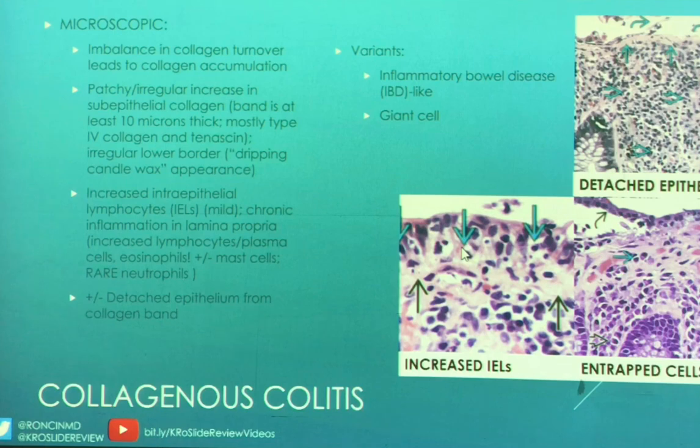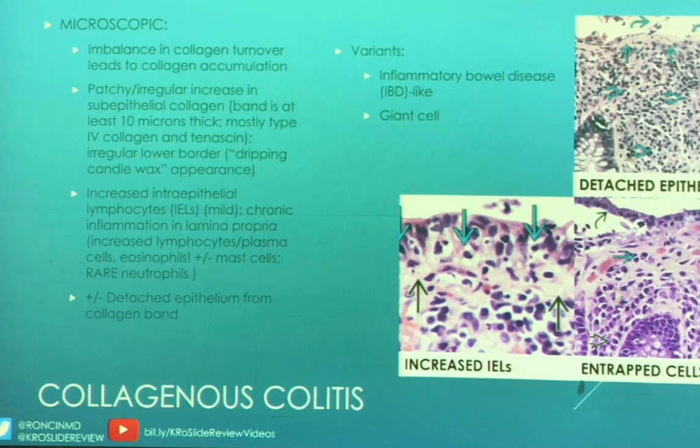Okay, so what we have is increased intraepithelial lymphocytes, which we've gone over several times. You want to think about things like celiac disease, or we were talking about increased IELs in the small bowel lecture, which is GI2. And this is a very thick band. You don't have to measure the band to make sure it's at least 10 microns thick, but it should be at least 10 microns thick.